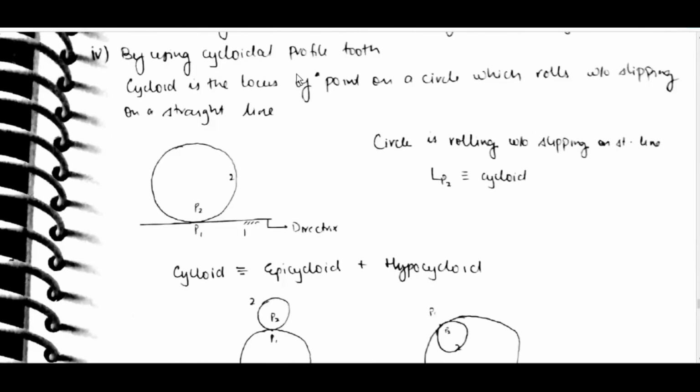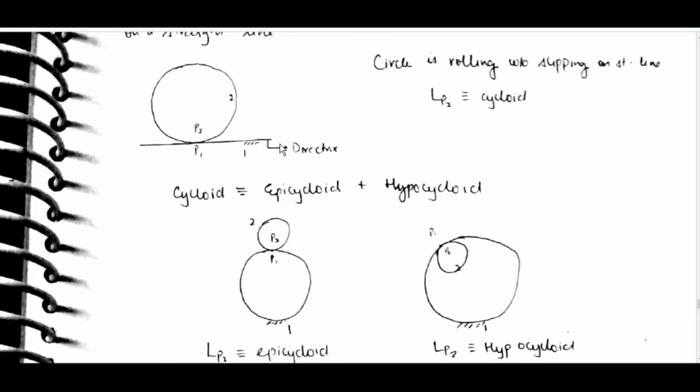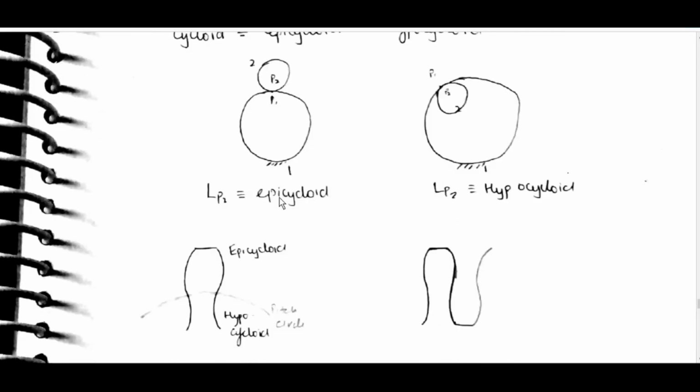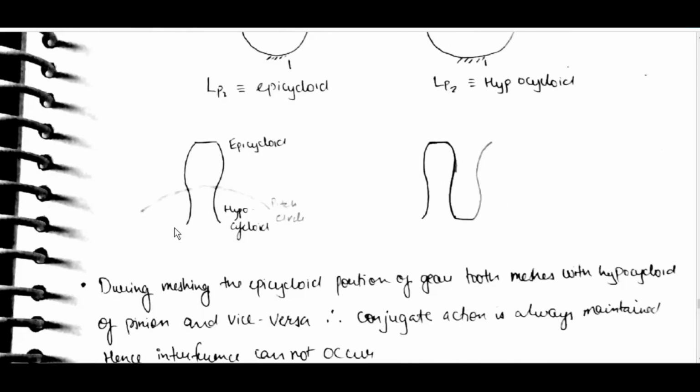Fourth, by using a cycloidal profile tooth. A cycloid is the locus of a point on a circle which rolls without slipping on a straight line. The circle is rolling without slipping on a straight line, which is the directrix. Cycloid is equal to epicycloid plus hypocycloid. Epicycloid means the circle rotating outside the circle. Hypocycloid means the circle rotating inside the circle. This is epicycloid, this is hypocycloid.